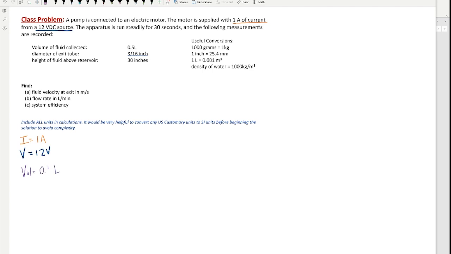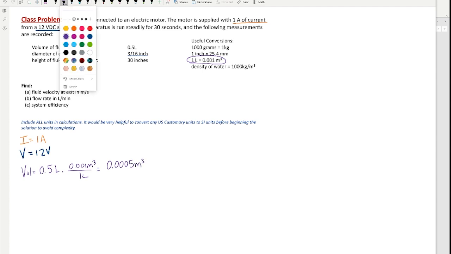Now this right here is a red flag for me because if you recall from our unit analysis, we typically wrote volume as meters cubed. In order to do this, you need to make sure your volume is written as meters cubed. At this point, I would do my unit conversion and write this as meters cubed. There is 0.001 meters cubed in 1 liter, which is equal to 0.0005 meters cubed.